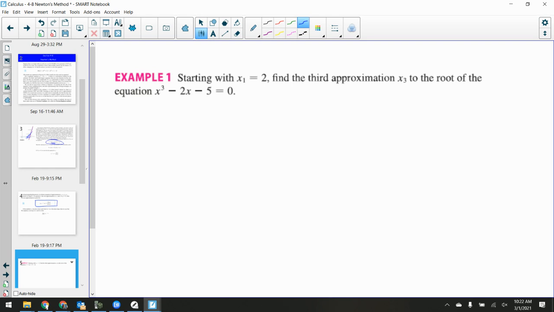Now, I need my sheet. Now, the formula again is x sub n plus 1 is equal to x sub n minus f of x sub n divided by f prime of x sub n. Okay? That's the formula, and we derived that from the linear approximation formula.